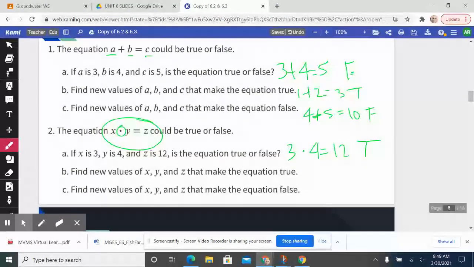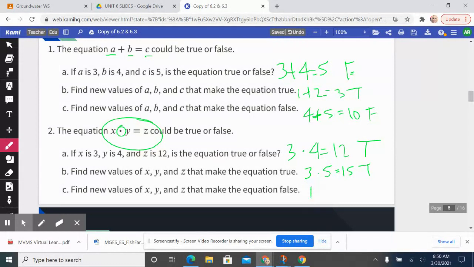Now we need to put in our own numbers to make it true. What I did, and again, these are not the only options, I just kept it simple. 3 times 5 is 15. That makes that true. Well, now we need to put in numbers that make it false.